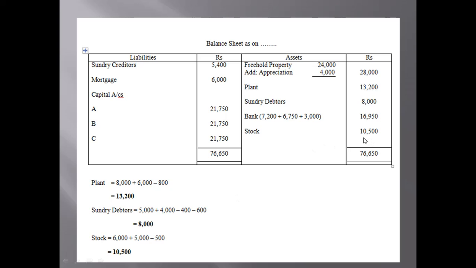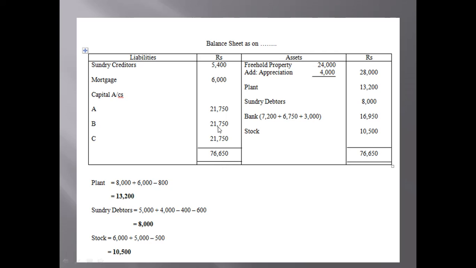Why is this 500 reduced? Look at the revaluation account. The amount is already given out there in the debit column. So the amount will be 10,500. So the assets column is already over now. The total of the asset column will be 76,650. The same total will be followed here also.